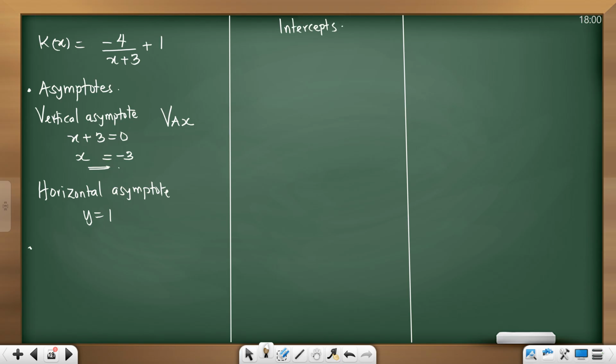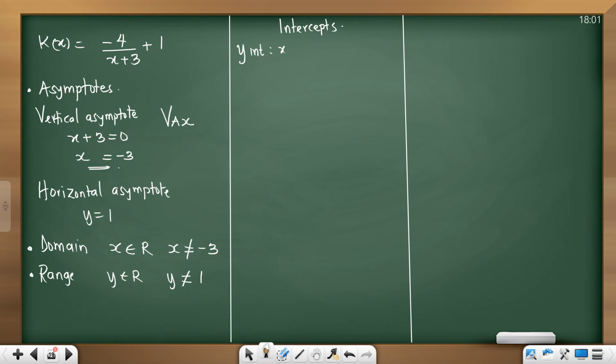Oh, before I move on, let's talk about domain. You say x is an element of real numbers, but x should not be equal to your asymptote. See your minus 3. You say x should not be equal to that. Your range, you do the exact same thing. Y is an element of real numbers, but y should not be equal to your asymptote. Second concept done. First concept, asymptote. Second concept, domain and range. Third concept, intercepts.